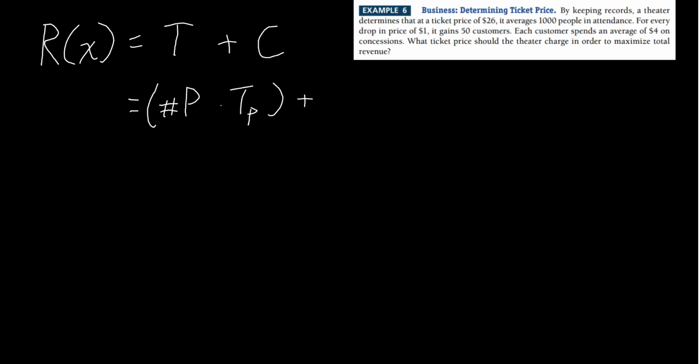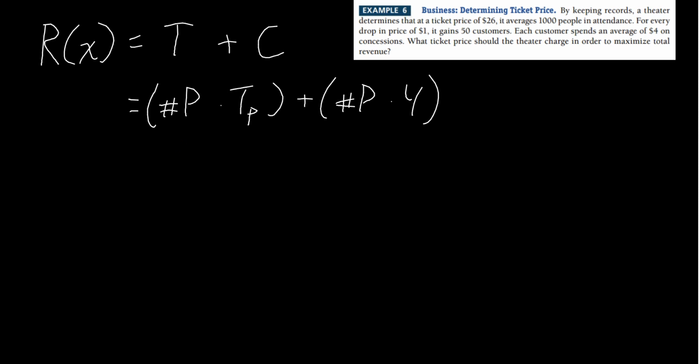Well, it's going to be the same thing. It's going to be the number of people, but times, well, this is pretty easy because it says each customer spends an average of $4. So we have that given to us. Now we have to figure out an equation for the number of people and an equation for ticket prices, and that's really it, right? Because that's all I have right here. It's the number of people, and of course I can use this particular equation twice.